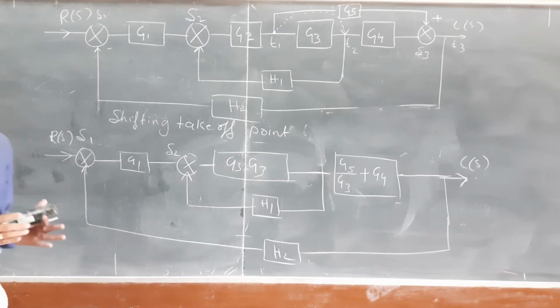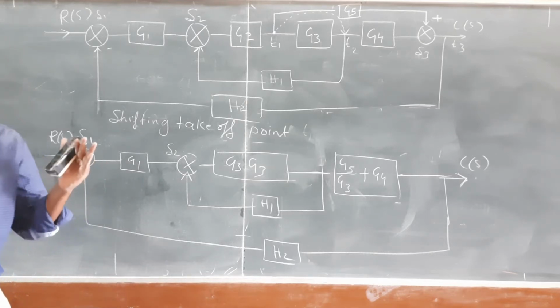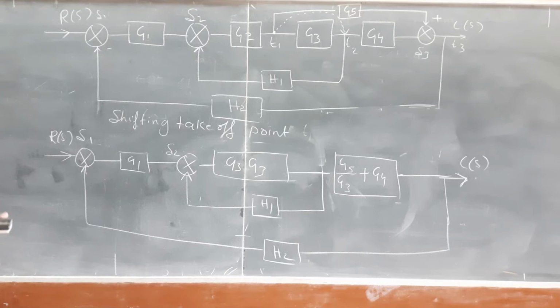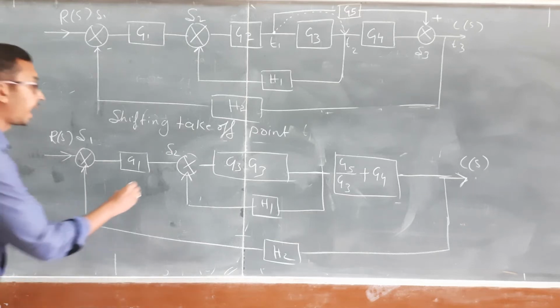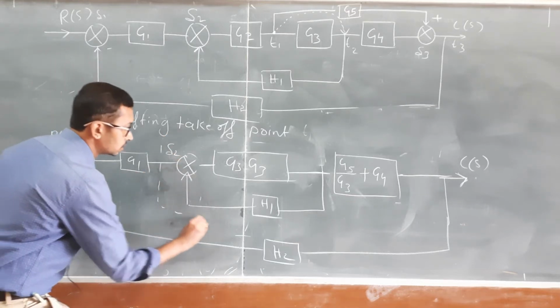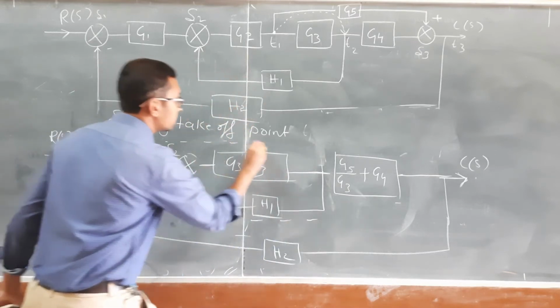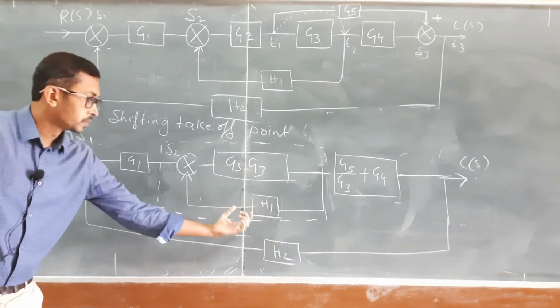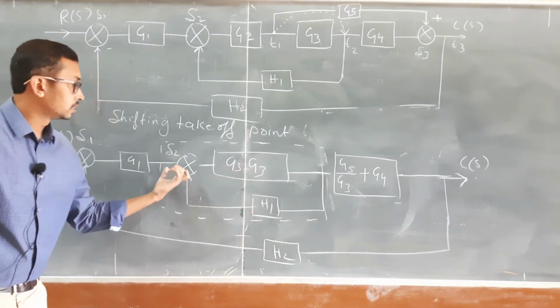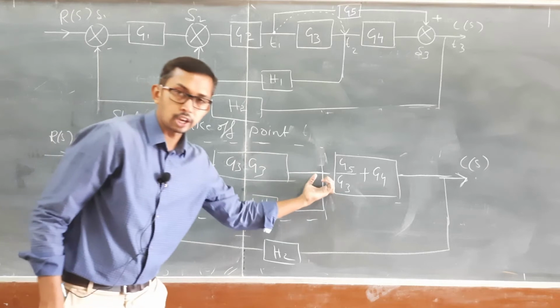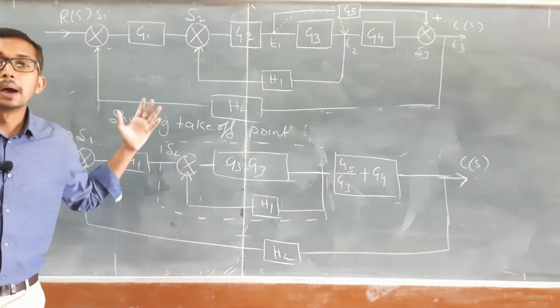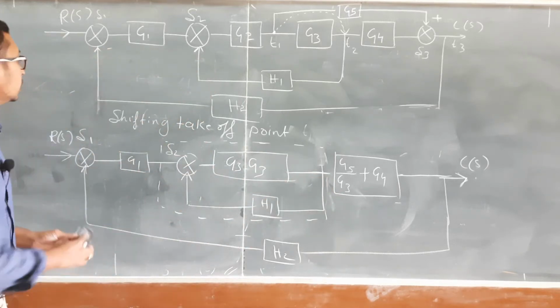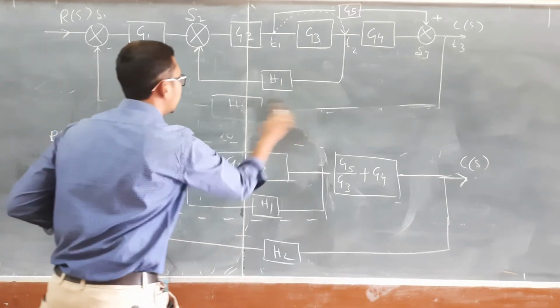Identify any minor feedback loops. Do you have any minor feedback loops? Yes, I have a minor feedback loop. See, this is a minor feedback loop. It has one forward block and the feedback path, and there is a summing point and a takeoff point. So this I am going to eliminate.